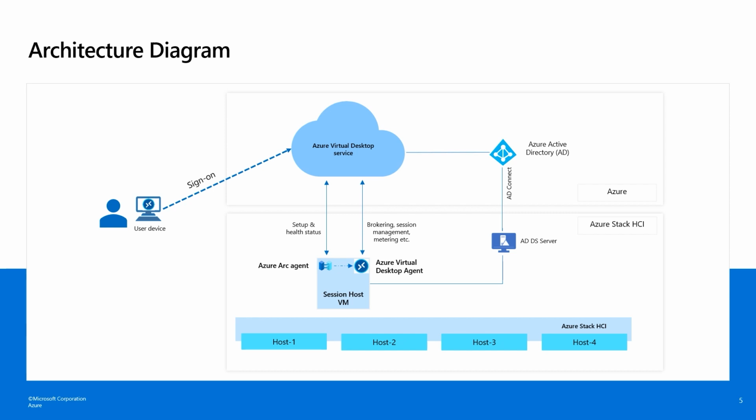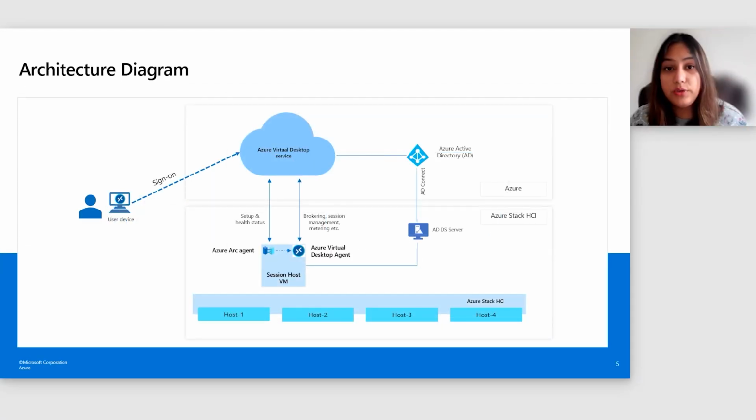Let's take a look at a high-level architecture diagram. As you can see, Azure Virtual Desktop service is living in Azure Cloud. The service takes care of your brokering, your gateways, load balancing, monitoring capabilities, etc. Hence, it's a managed cloud VDI service provided by Microsoft. Down below in the diagram, you can see your on-premises infrastructure, which is Azure Stack HCI. Azure Stack HCI can have one or more nodes running on it.